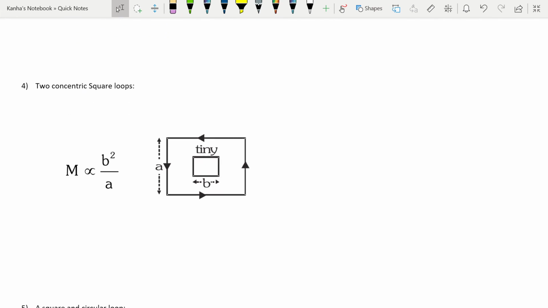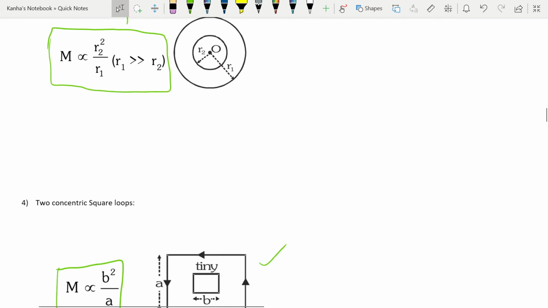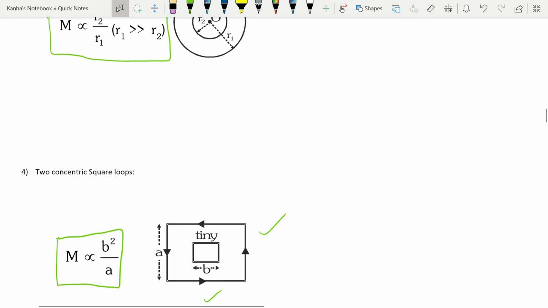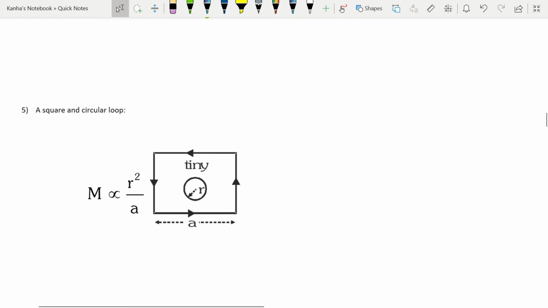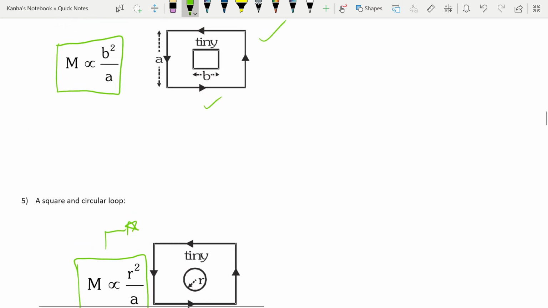You can easily write it for a case of two concentric square loops as well. If you have an outer loop of side A and the inner loop of side B, then mutual inductance is proportional to B square by A. Note this is similar to the case of R2 square by R1. Similarly, you can write it for a square and a circular loop. It is again M proportional to R square by A, where R is the radius of the inner circle. So these are essential points that you should make a small note of.